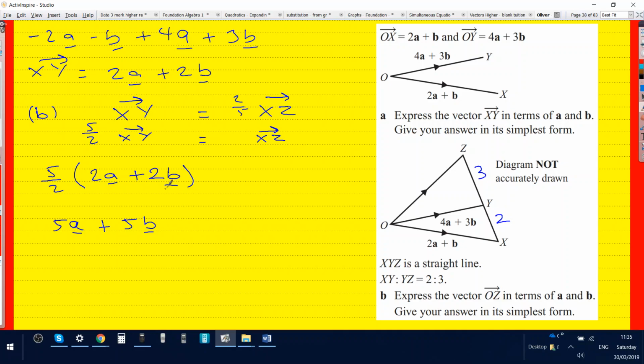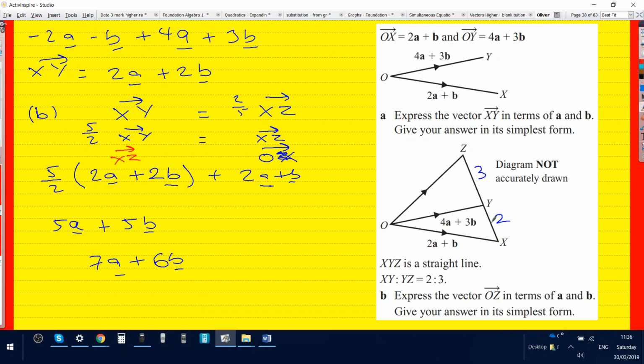So this one here is what, x to z? Yeah, x to z. What do they ask us to find? O to z. What else do we need to do? We need to just take away, add 2a plus b. Yes, well done. And so what do we get? 7a plus 6b. Well done.